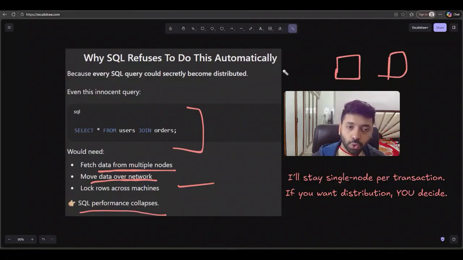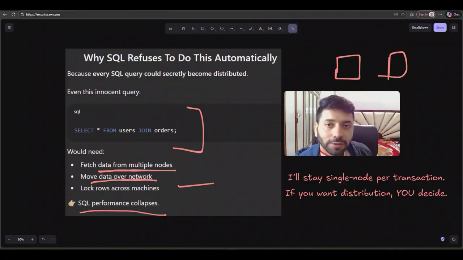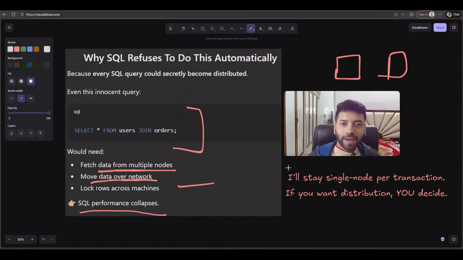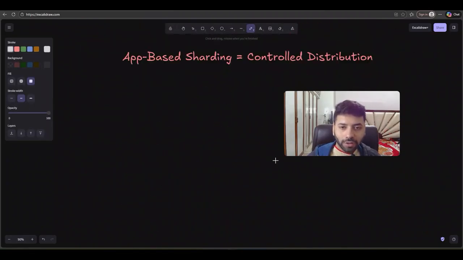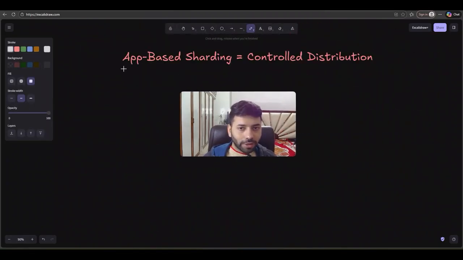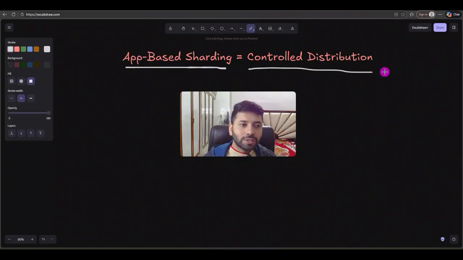That is why we don't do it at the database level, because if we start doing it automatically at the DB level, all such kinds of issues will appear. And overall, because the ACID properties are guaranteed in SQL, things will become very complex and the performance of SQL will collapse. So that is why we do handling at the app level in SQL, which is controlled distribution.